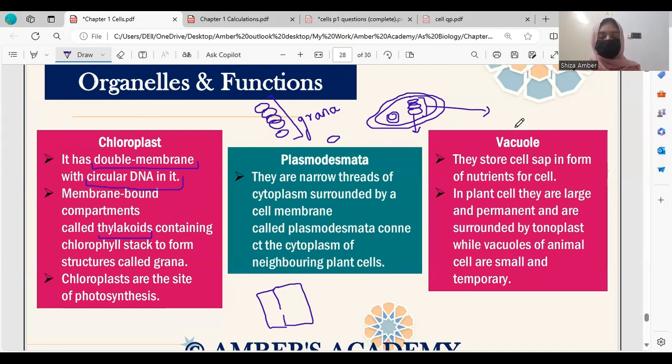All right, then we have vacuoles. We already talked about the major difference between vacuoles in animal cell and in plant cell. That we have one solid permanent vacuole in plant cells, and the membrane of vacuole in plant cells is known as tonoplast. While the animal cells have very small vacuoles, they contain cell sap. Cell sap is basically the nutrient of a cell. It contains proper nutrients. It also contains waste materials.